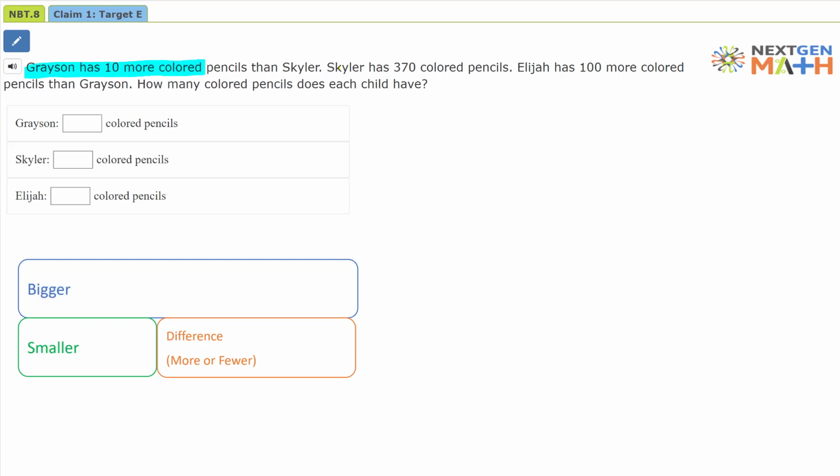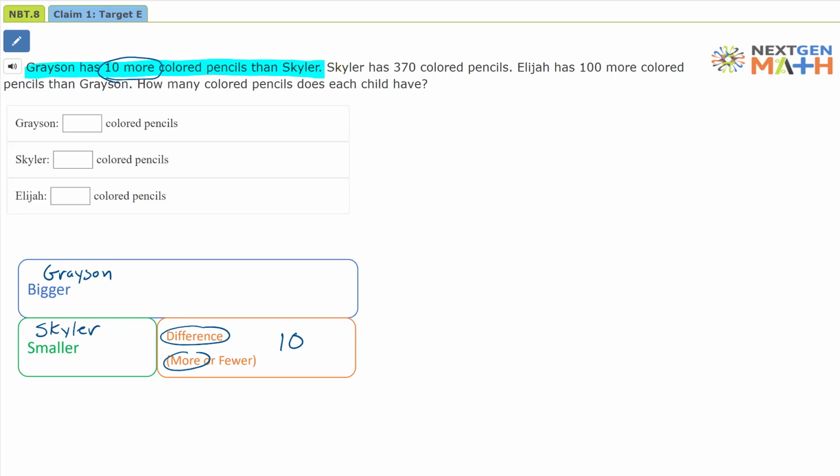Grayson has 10 more colored pencils than Skylar. Who has more colored pencils? Well, Grayson does. So Grayson is the larger amount, and Skylar is the smaller amount. And how many more? He has 10 more. So that difference is more, and it's 10 more.